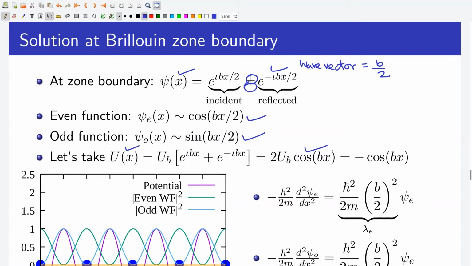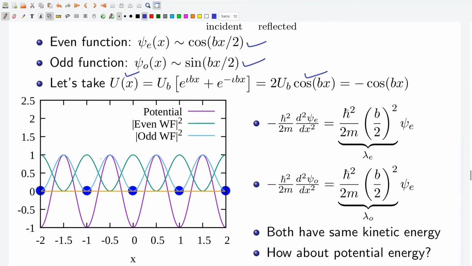If you need any further explanation, you are advised to refer to the lecture on Fourier series expansion of u of x. Potential and probability densities of the even and odd wave function are shown in this diagram. For plotting the potential, I have assumed u of b is equal to minus half. The blue circles denote the location of the lattice points.